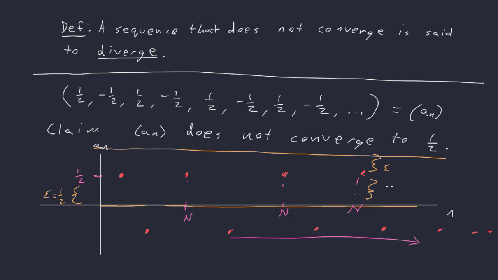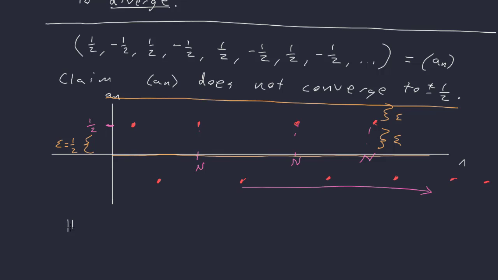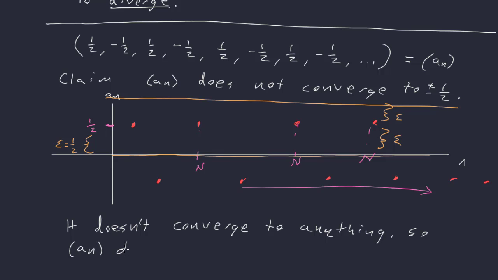Okay? And we can do the same thing for negative 1/2. So actually, this sequence does not converge to plus or minus 1/2. It does not converge to anything. So a_n diverges.